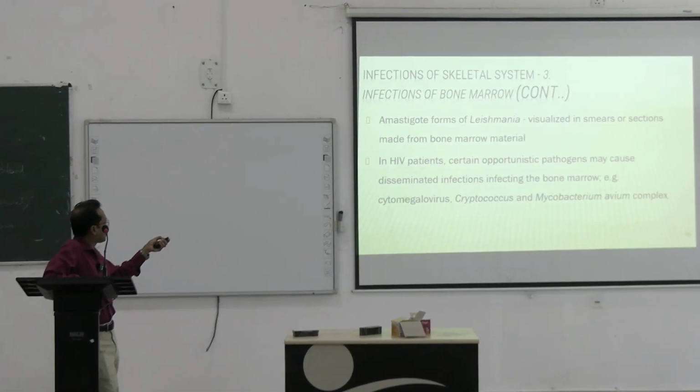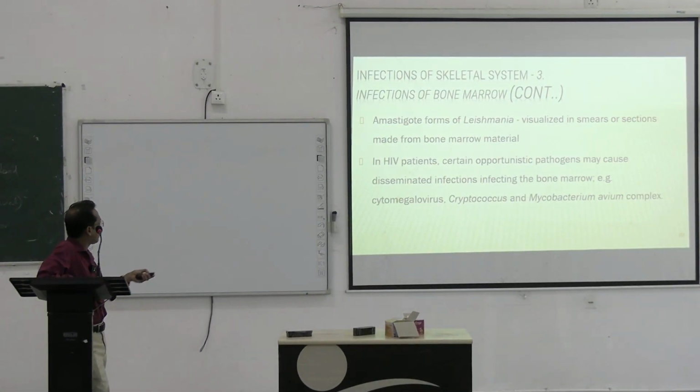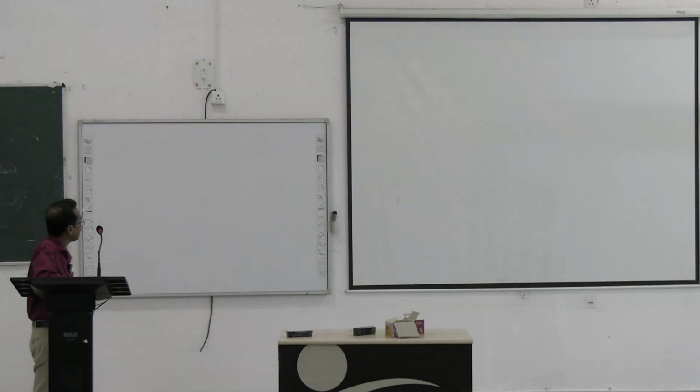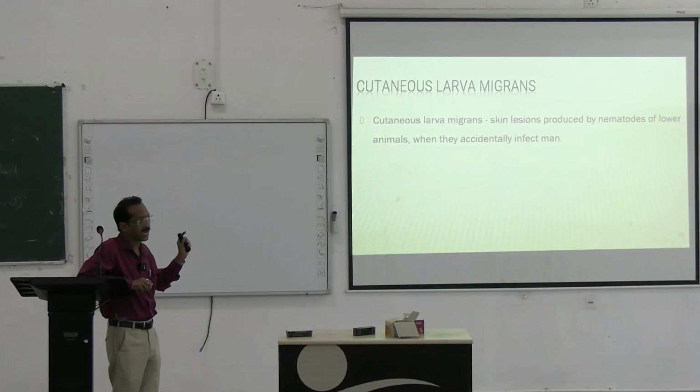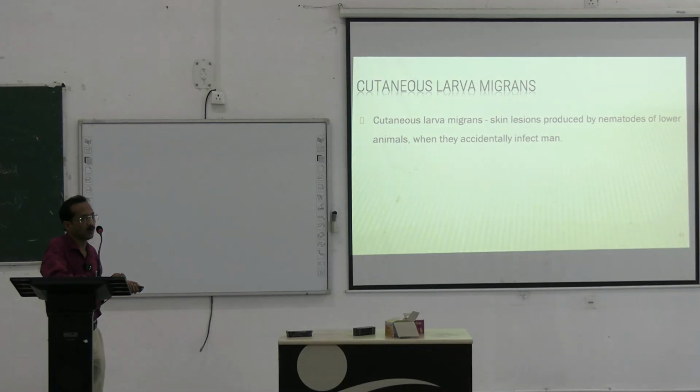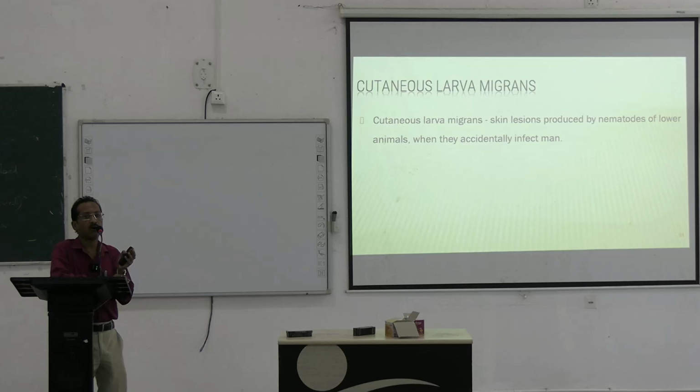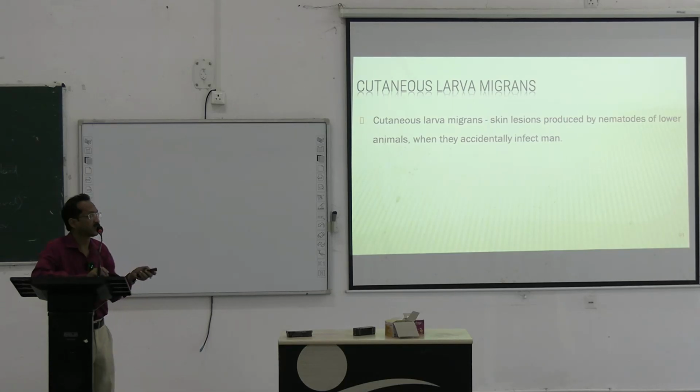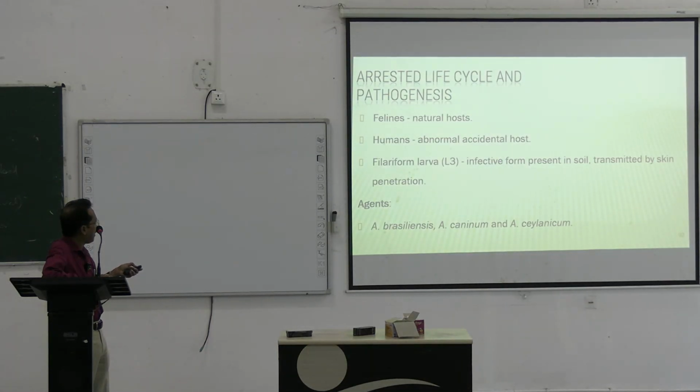In HIV patients, certain opportunistic pathogens may cause disseminated infection involving bone marrow also. Now larva migrans. I have kept larva migrans because a short note can come, and this has come many times as a short note. What is the larva migrans? Some non-human hookworm, if it enters our body through skin, cannot complete the life cycle. So that's why they cause larva migrans. This is produced by nematodes of lower animals like Ancylostoma braziliense, Ancylostoma caninum. Their infective form is filariform larva. They transmit by skin penetration.